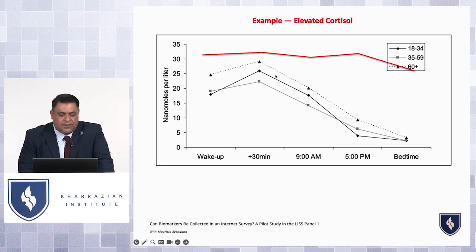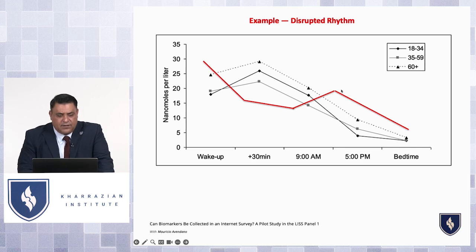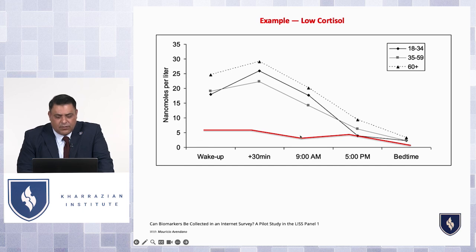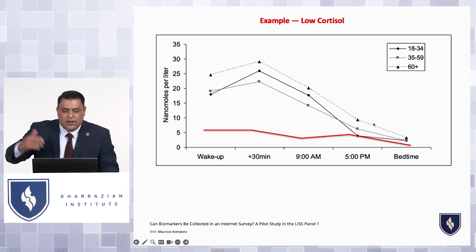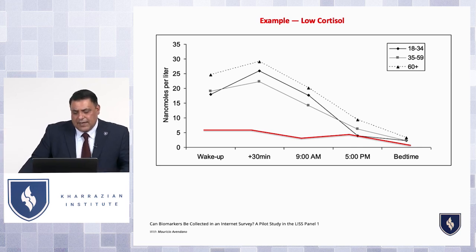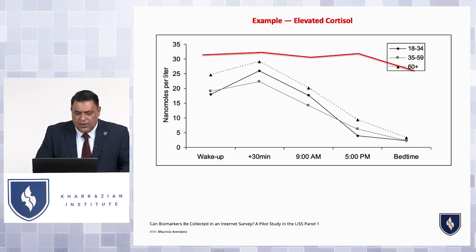So here you can see, for example, a scenario where someone has elevated cortisol throughout the day. Here you can see someone who's got a disrupted rhythm represented in red compared to the other ones. Here would be a very low cortisol patient. This person here is not going to be able to calm down the inflammation in their mucosa. They don't have enough cortisol. There has to be some degree of endogenous cortisol production to dampen mucosal inflammation.